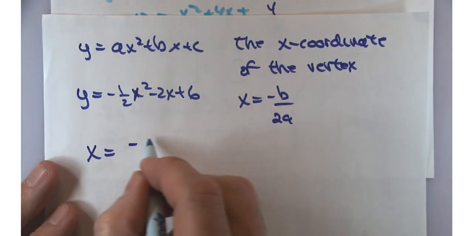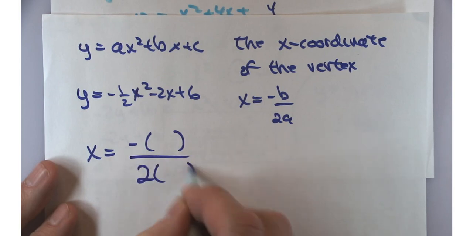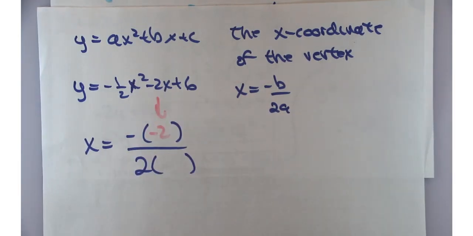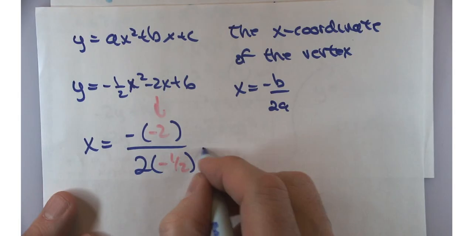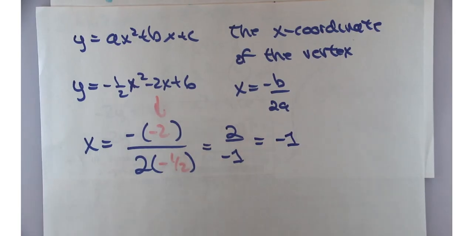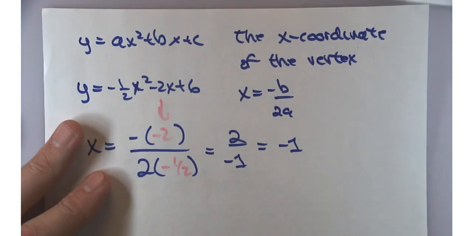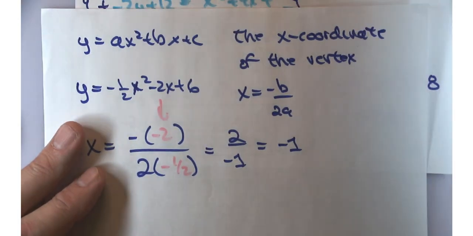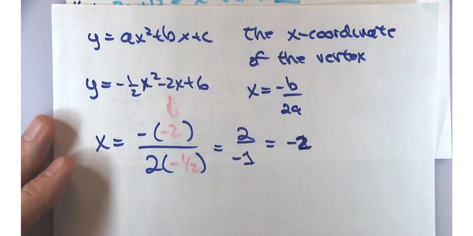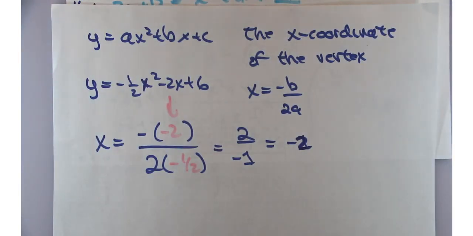All right, so it's going to be the negative of negative 2. Good. Negative 2, that's our b. What's a? Thank you, Annalise. Negative 1/2. Negative of negative 2 gives me 2 over negative 1, which gives me negative 1. That's the x-coordinate of my vertex. How about negative 2 there? I was looking back at that. Wait a minute, that doesn't look right. All right, negative 2. And that's pretty cool because it matches what we had on the first page.